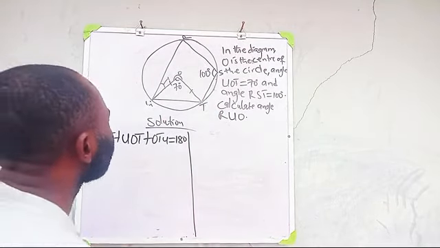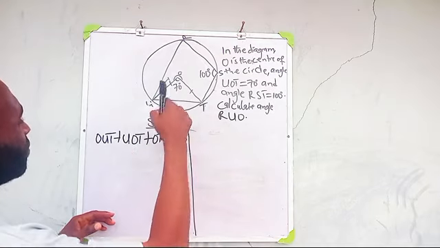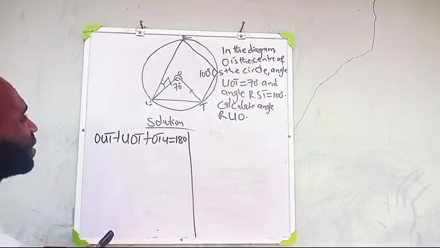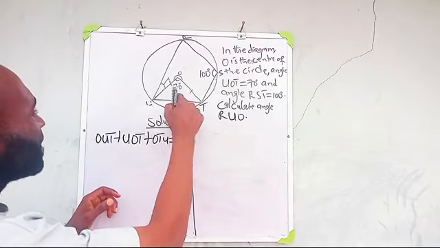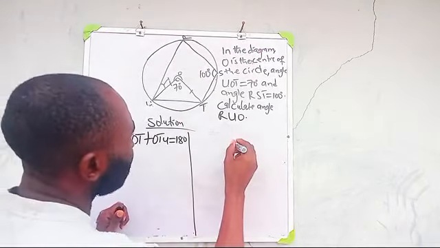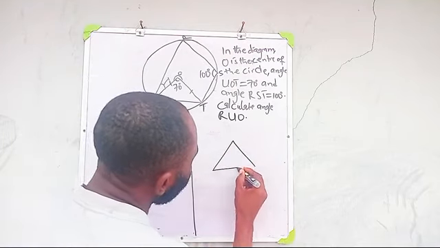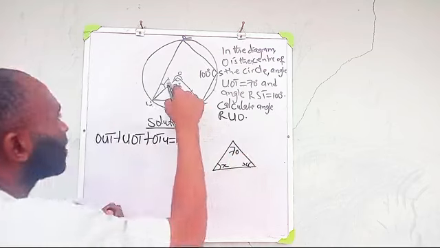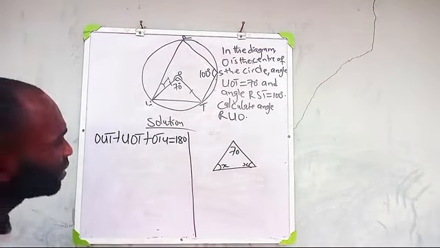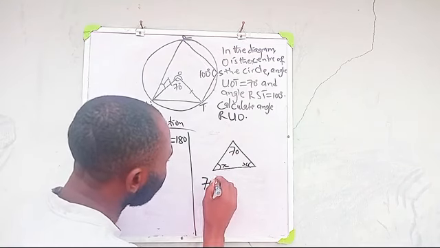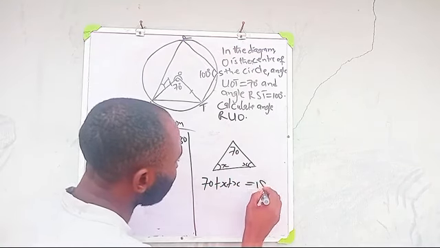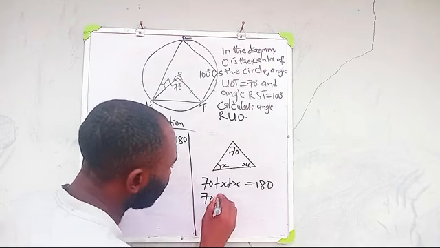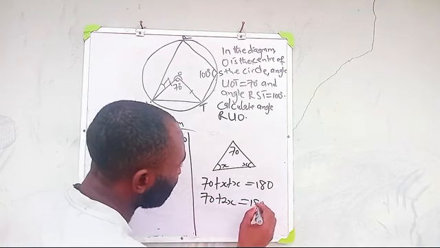So now we know that angle UOT is 70, and as I explained before, the base angle of an isosceles triangle, let me draw it again. The base angle here, if here is x, which means here too will be x. This is the small angle here. So the sum of 70 plus x plus x, which becomes 2x, is 180. That is 70 plus 2x is equal to 180.